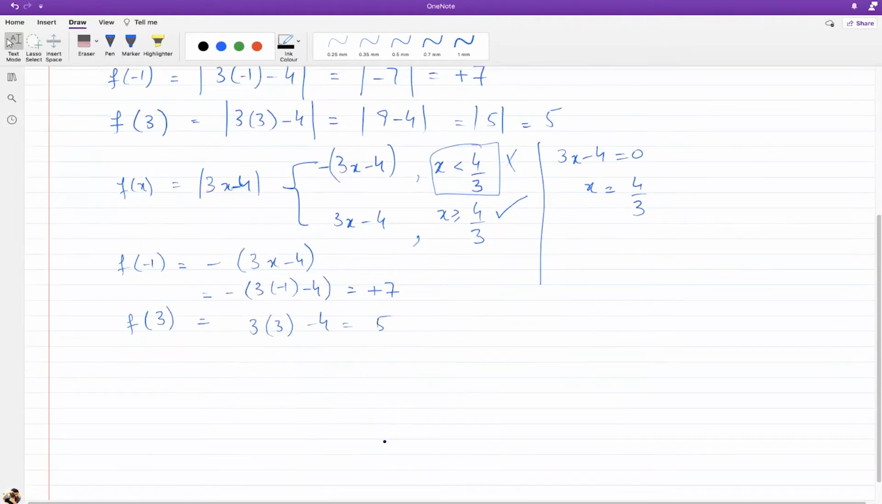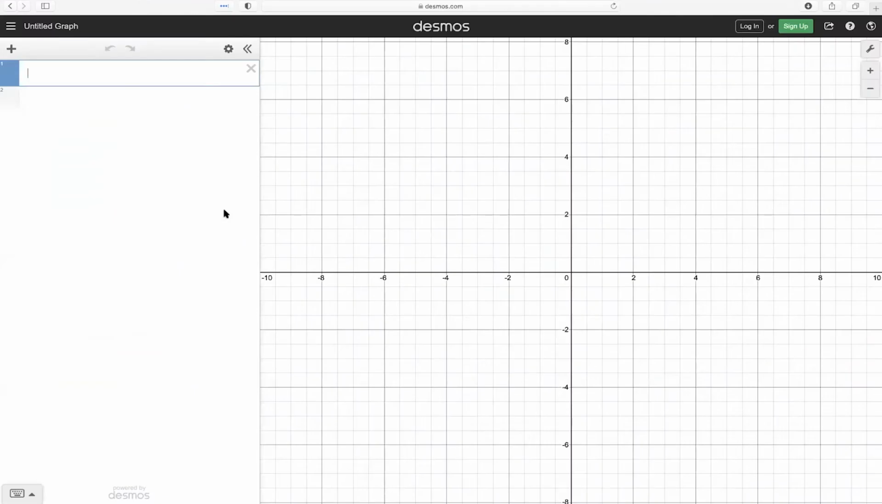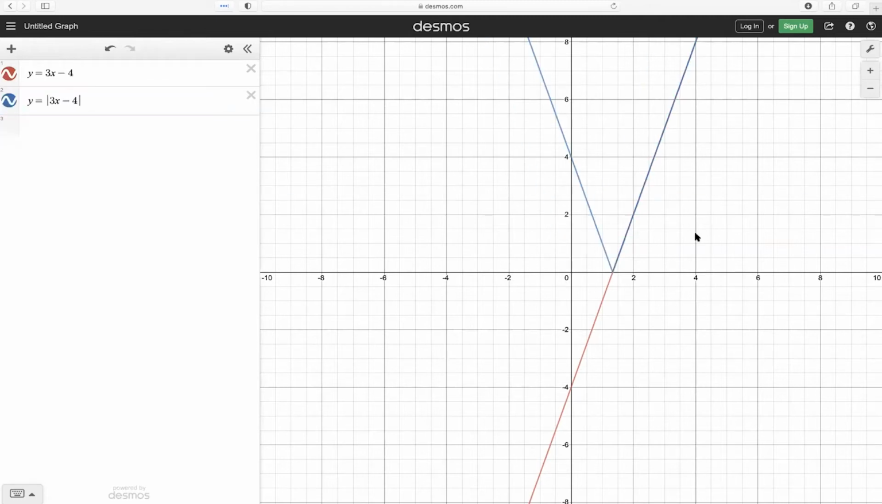Now, how does that relate to it in the graph? So let's suppose y is equal to 3x minus 4. That is my graph, right? This is a red line. But how is this different from y is equal to modulus of 3x minus 4? So here's the main point. This point here, 1.333, that is actually 4 by 3. This is the point where this curve, this line, becomes 0.